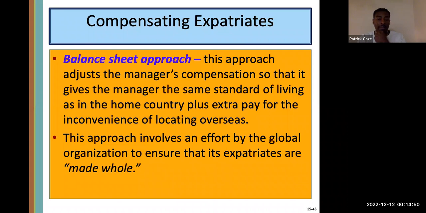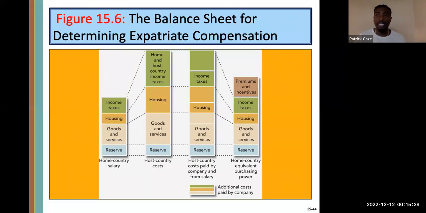Compensation, right? Always a topic of interest. The balance sheet approach. This approach adjusts the manager's compensation so that it gives the manager the same standard of living as in the home country, plus extra pay for the inconvenience of locating overseas. This approach involves an effort by the global organization to ensure that its expats are made whole, right? And so when we talk about compensation, I want to get the same pay that I would be getting back at home, if the host country pays less. I want to make sure that I maintain the same standard of living, and I also need to be compensated for being overseas in a different environment that's not my own.